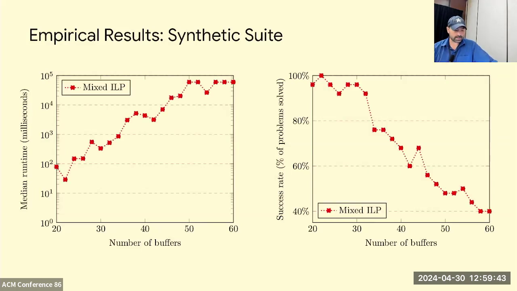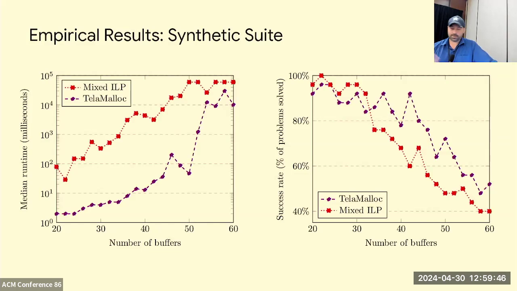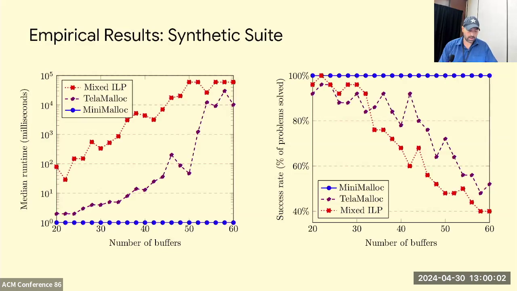And so over this synthetic suite, you have the number of buffers going from left to right. We see that going from the mixed LP to the telemalloc system is a pretty big improvement. The left graph is the average runtime or the median runtime, and the right is how many problems you can solve with the respective allocator. With mini-malloc, consistently is 1 millisecond for all of these. Can solve all of the benchmarks, no problem.